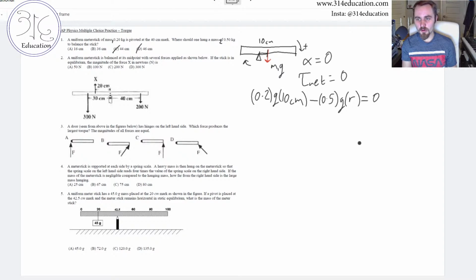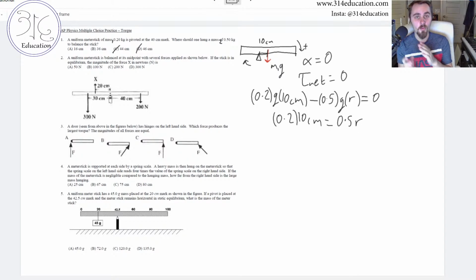And we expect this to all equal 0. So we can add this to both sides. We'll cancel out our g, and that gives us 0.2 times 10 centimeters is equal to 0.5 times our distance r. And this is our distance away from the center point that we should hang this mass. So we'll divide both sides by 0.5, which is the same as multiplying by 2. And then that ends up giving us a distance of 4 centimeters is equal to r.